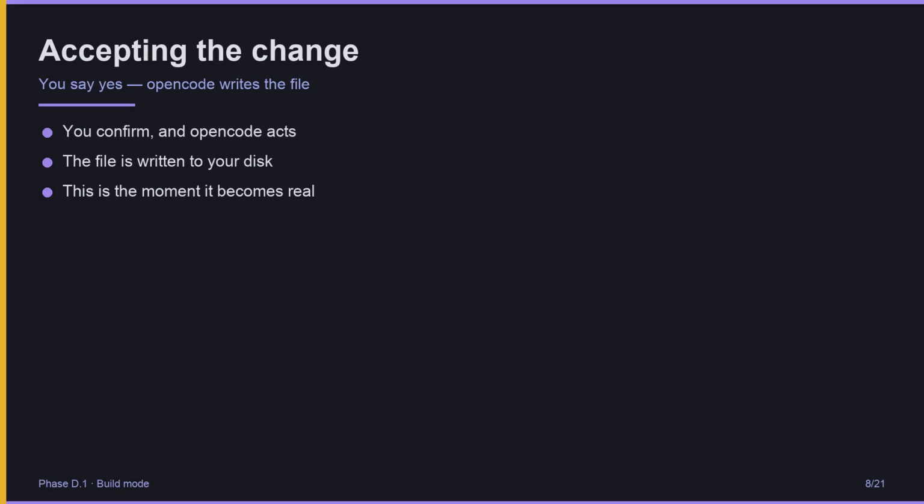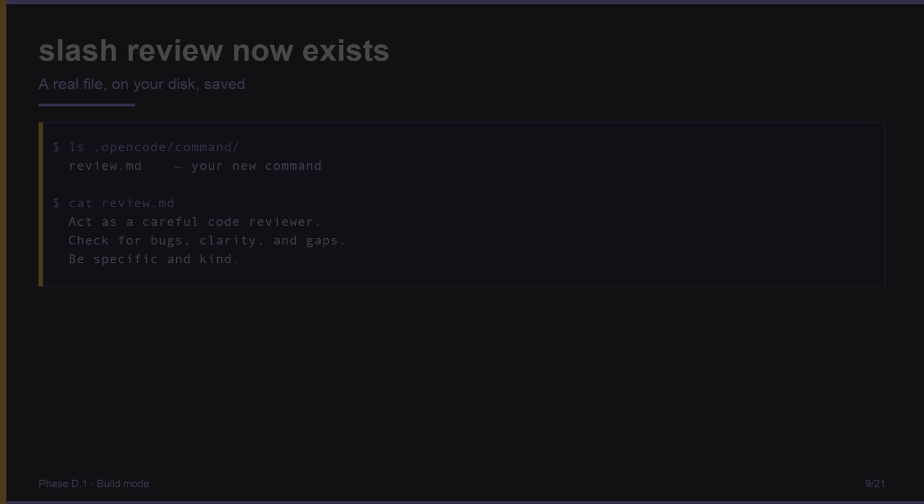When the diff looks right, you accept. That is the moment everything becomes real. You say yes, and OpenCode writes the file to your disk, right then and there. It is not a proposal anymore. The /review command now exists as an actual file on your computer. You decided, OpenCode acted, and the change is saved. That is build mode, and there it is.